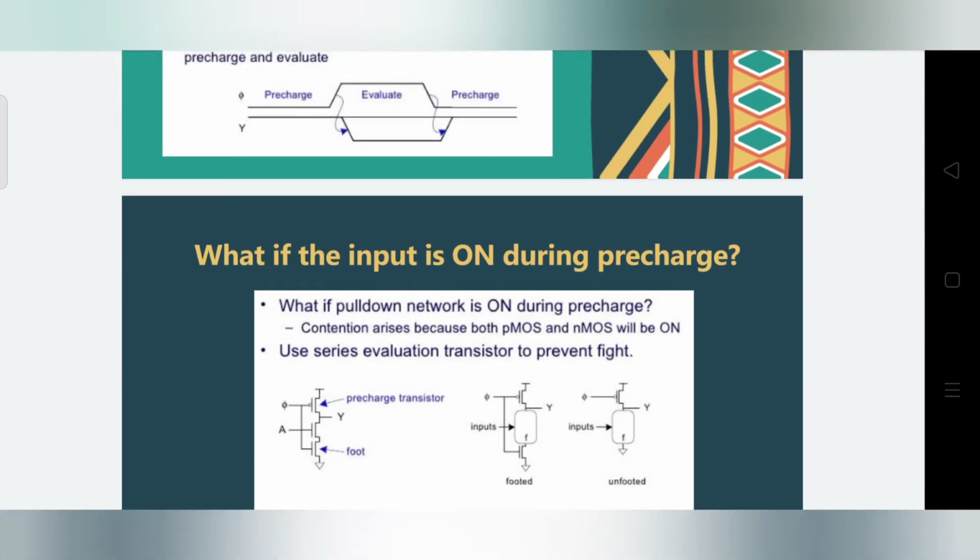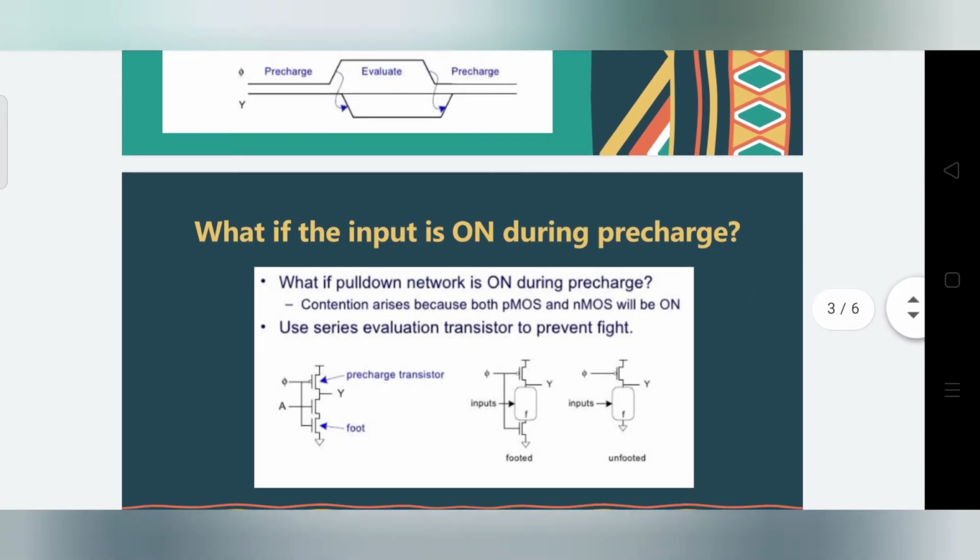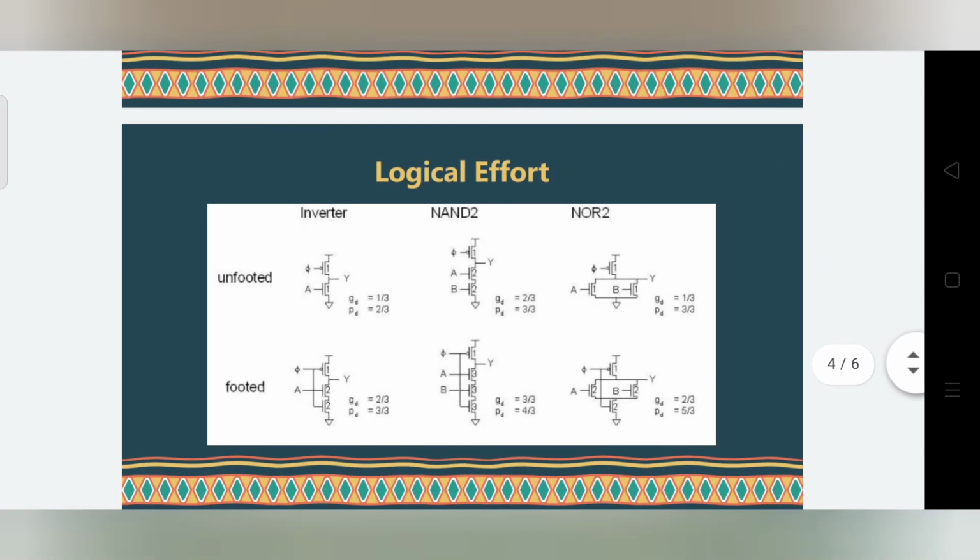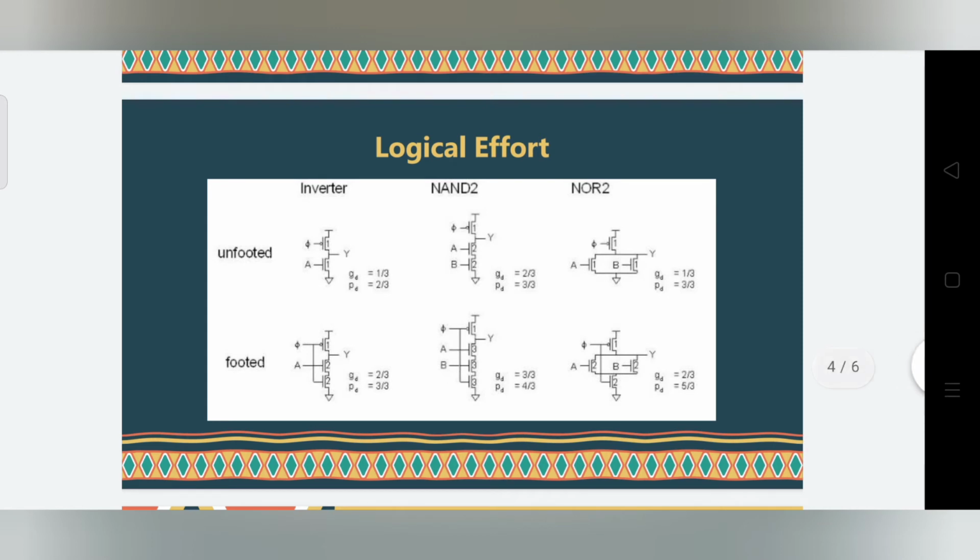when the input cannot be guaranteed to be 0 during precharge, an extra clocked evaluation transistor can be added to the bottom of the NMOS stack to avoid conflict. The extra transistor is sometimes called the FOOT. Okay, the size of the FOOT can be increased relative to the other NMOS transistors to reduce logical effort. Okay, when the FOOT is added, the logical effort will be high. If the FOOT is not added, the conflict may arise and the logical effort may be low.